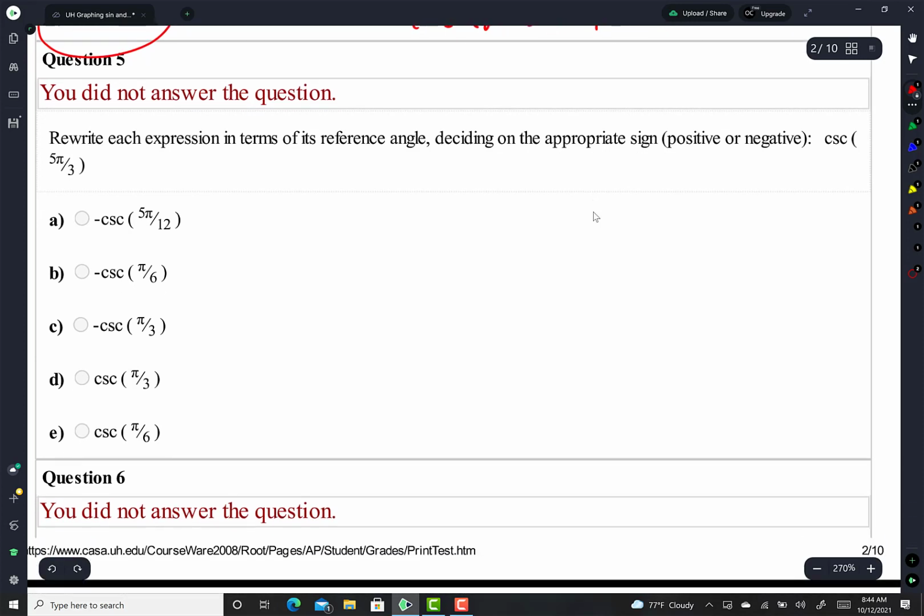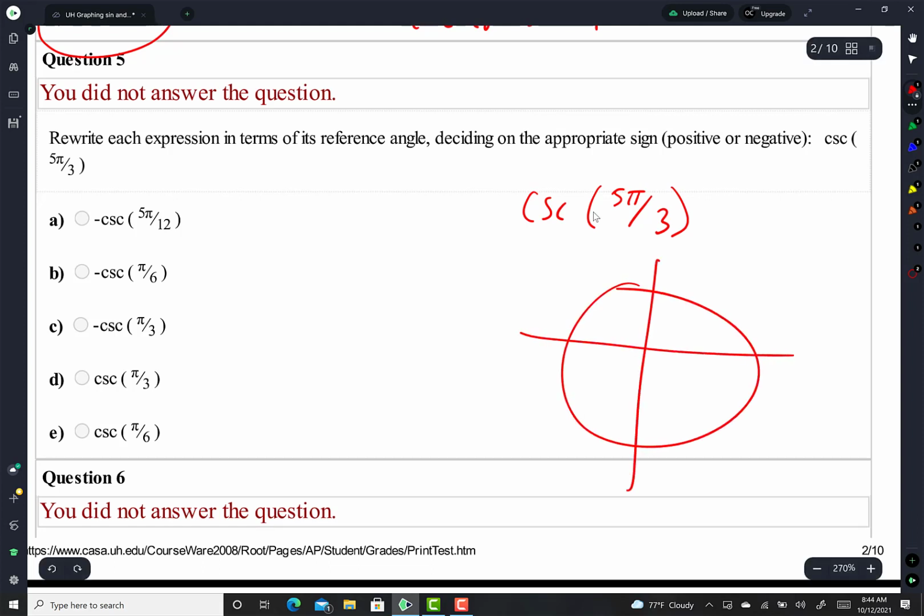Rewrite each expression in the reference angle. We haven't practiced much reference angles with radians, but I think now is probably a good time to start. I wish it would have given you an angle that is not a perfect unit circle angle. This one is, so you won't have any trouble. 5 pi over 3. What quadrant are you in? 4. You're down here. So what is this angle here? Pi over 3. So there's your reference angle.